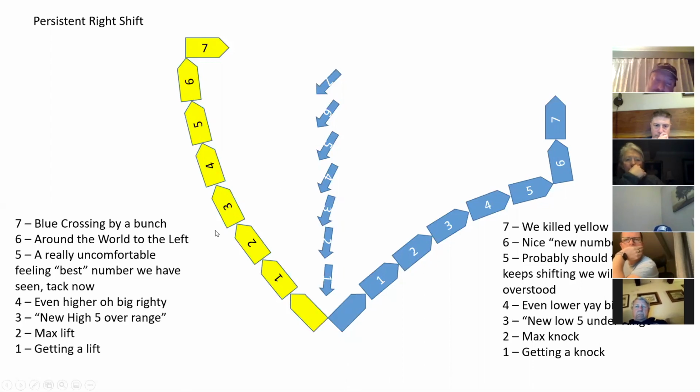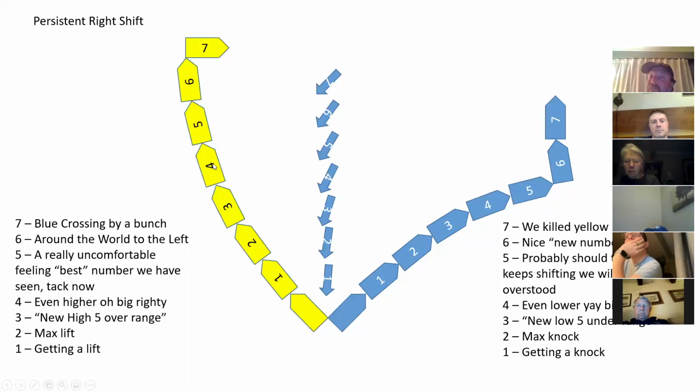Three is when you got to start realizing what's going on. I have a new number. This is the highest number I've seen all day, all race, from the last leg to whenever. I have a new high. And if you can realize it in here, you can save yourself. But this boat obviously doesn't, because it just starts feeling better.